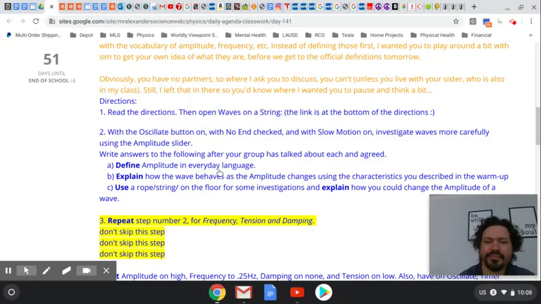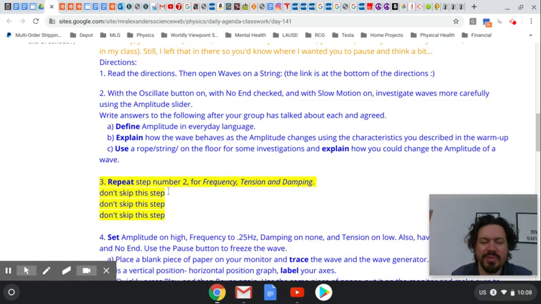All right. So that's what this is all about. You're repeating this. So I want you to come up with a definition in your own words, not a science definition, but in your own words.